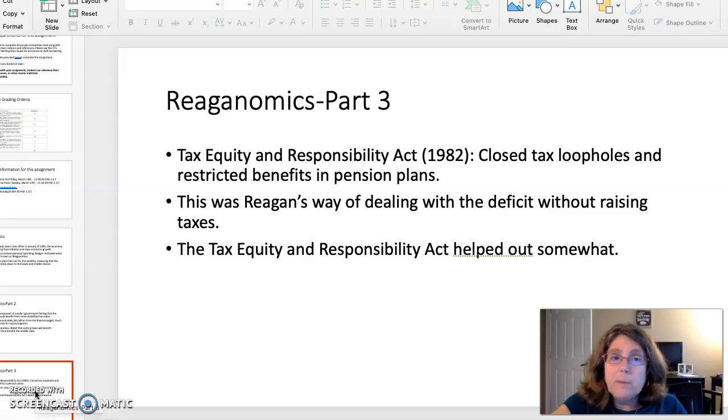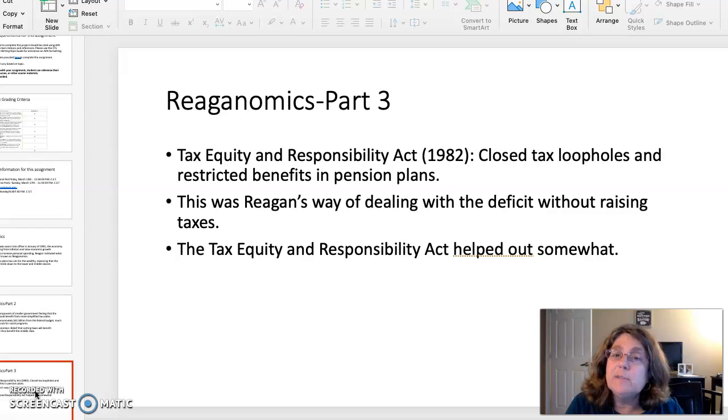Okay, so you really want to pay attention to the Tax Equity and Responsibility Act, because remember, the primary document is an interview with Reagan regarding Reaganomics and particularly the Tax Equity and Responsibility Act of 1982. This law closed tax loopholes and restricted benefits in pension plans. This was Reagan's way of dealing with the national debt without raising taxes. He did not want to raise taxes. Taxes are a naughty word for conservative Republicans.